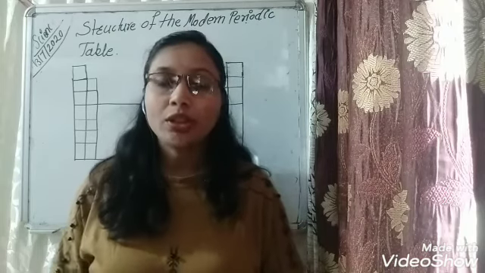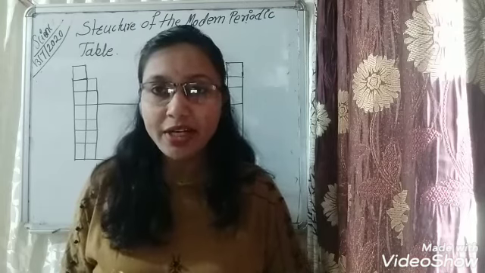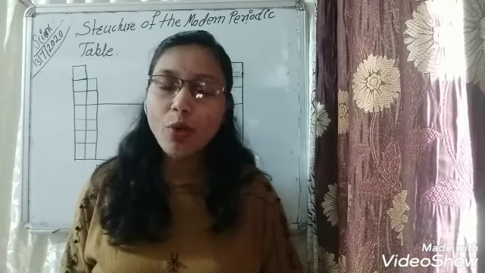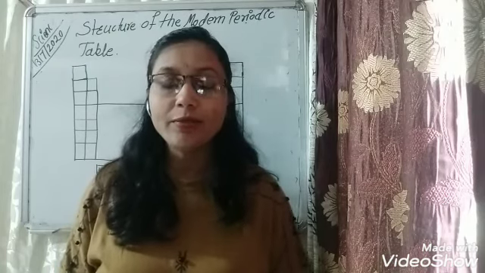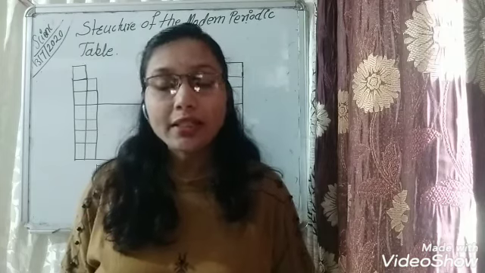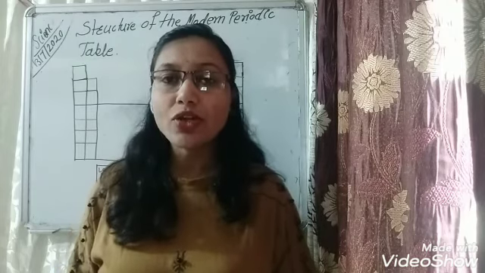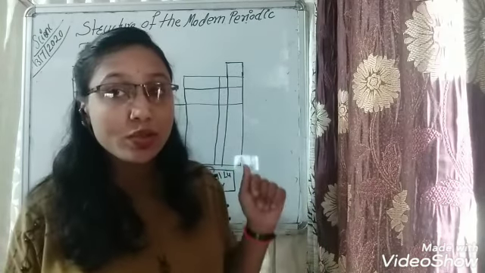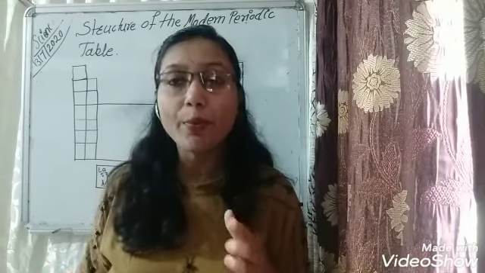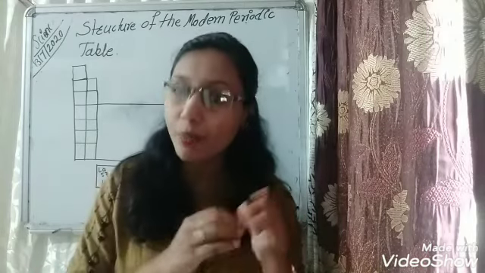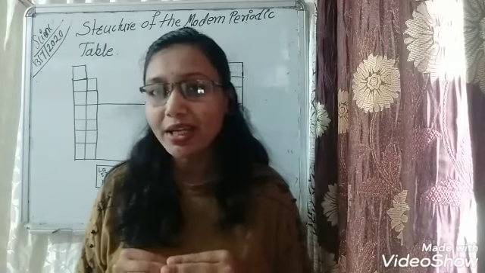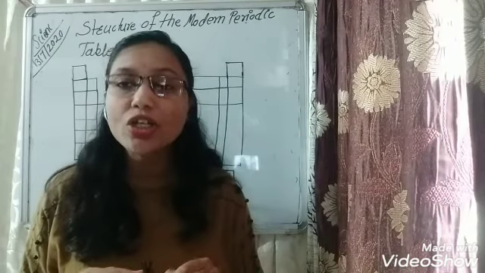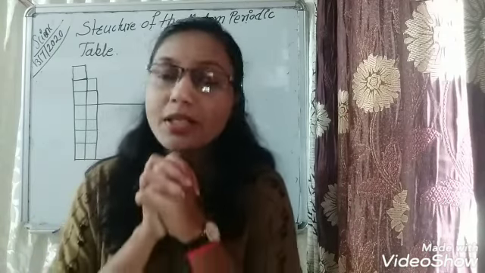So a new periodic table was invented, and that new periodic table is called the modern periodic table. This modern periodic table is based on the atomic number, and this was discovered by the scientist Henry Moseley. Henry Moseley called it the modern periodic table, and he also said that the most fundamental property of an element is not the atomic mass number but the atomic number, because there is a strong relationship between the atomic number and the electronic configuration.